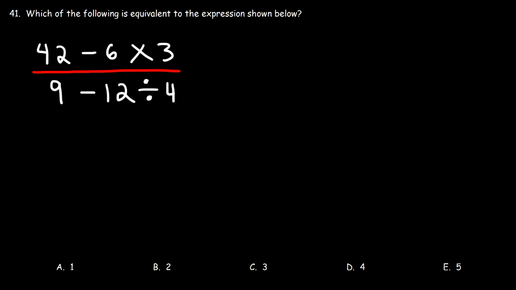41. Which of the following is equivalent to the expression shown below? So all we need to do is simplify this expression. But we need to do so using PEMDAS, basic order of operations. So we need to multiply before we add or subtract. So we can't do 42 minus 6. We need to multiply 6 times 3 first. 6 times 3 is 18.